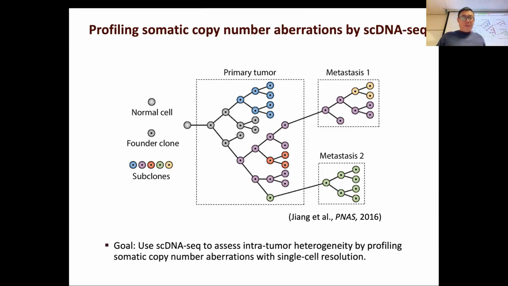Okay. And our goal here is just to use single cell DNA sequencing in the cancer genomic setting to profile the copy number changes. Again, this is in cancer because in germline, you don't need single cell. You don't need to waste the money or the effort. You just pool all the cells because they are all the same, okay?